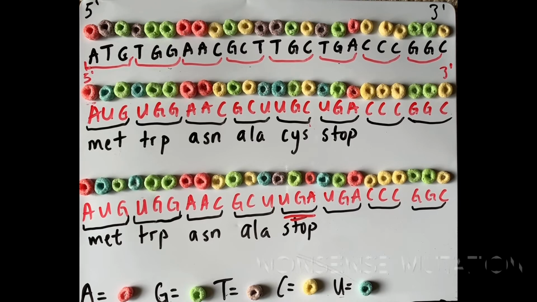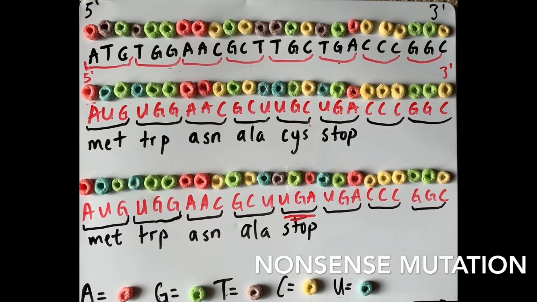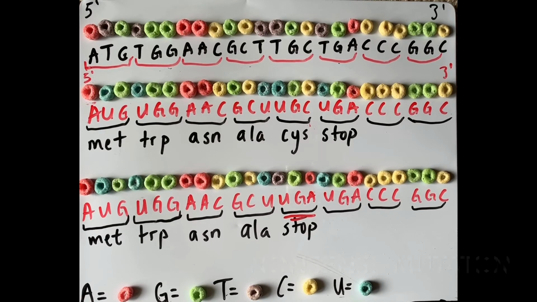Here I have denoted the nonsense mutation. And a nonsense mutation is when a single base mutation results in the change of an amino acid to a stop codon. And here we can see that UGC has been mutated to UGA, and UGA is the stop codon. So it went from cysteine to stop.